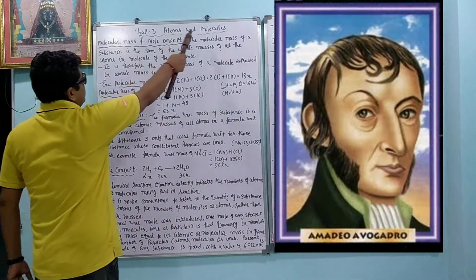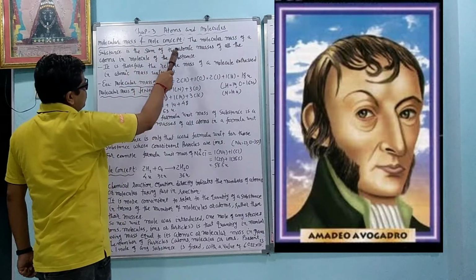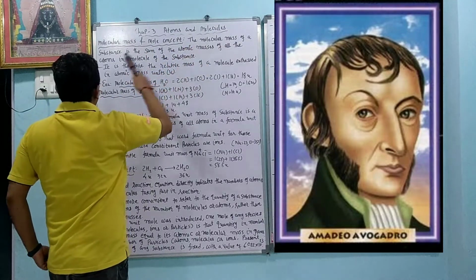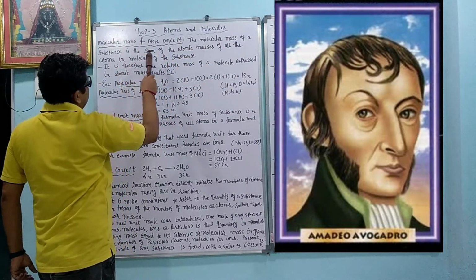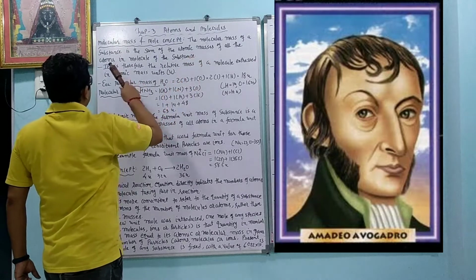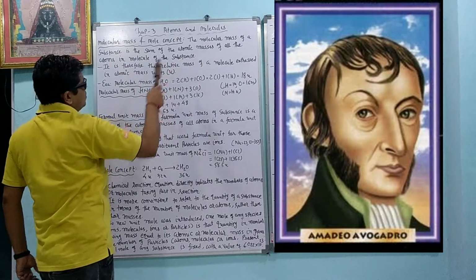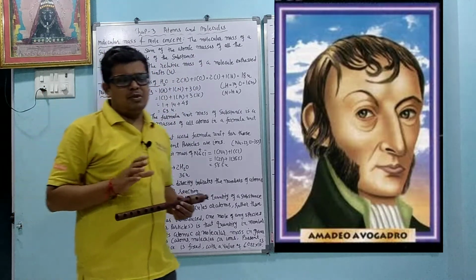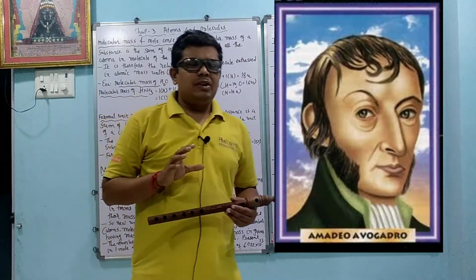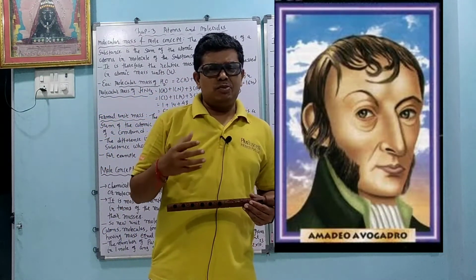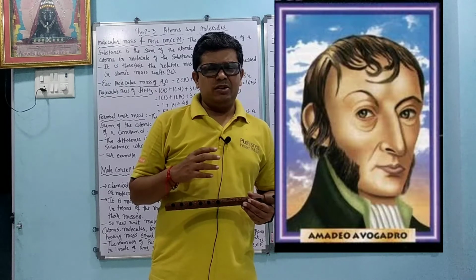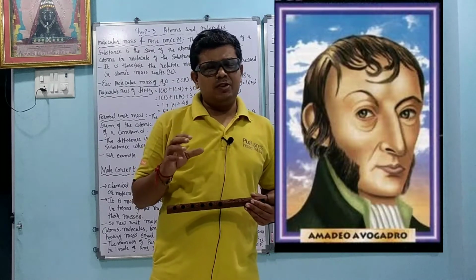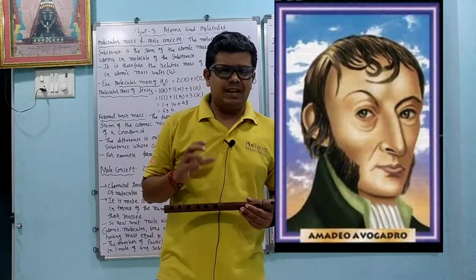Chapter number 3, atoms and molecules, molecular mass and mole concept. The molecular mass of a substance is the sum of the atomic mass of all the atoms in the molecule of the substance. So dear student, we learn about the atomic mass. Atomic mass is the number of protons plus number of neutrons. We will not measure the weight of electron, because the weight of the electron is negligible.